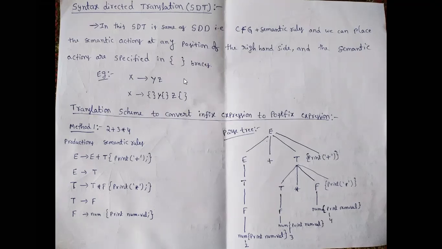Anyone? Is it clear? The syntax directed definition is context free grammar plus semantic rules. And in syntax directed translation we can place those semantic actions at any position of the right hand side.